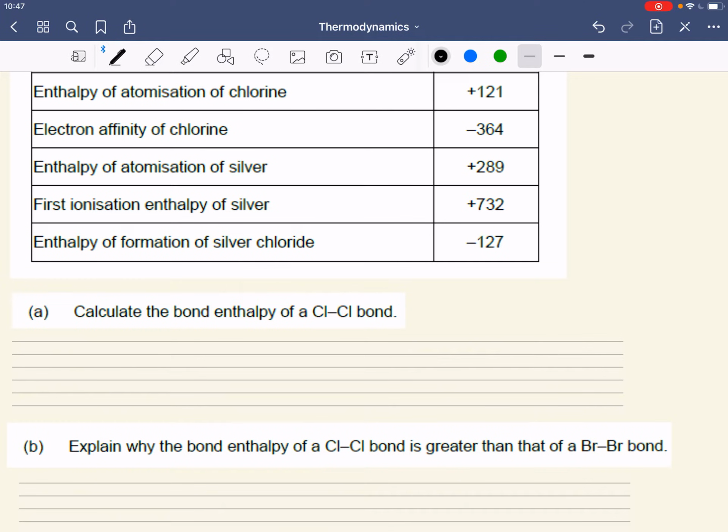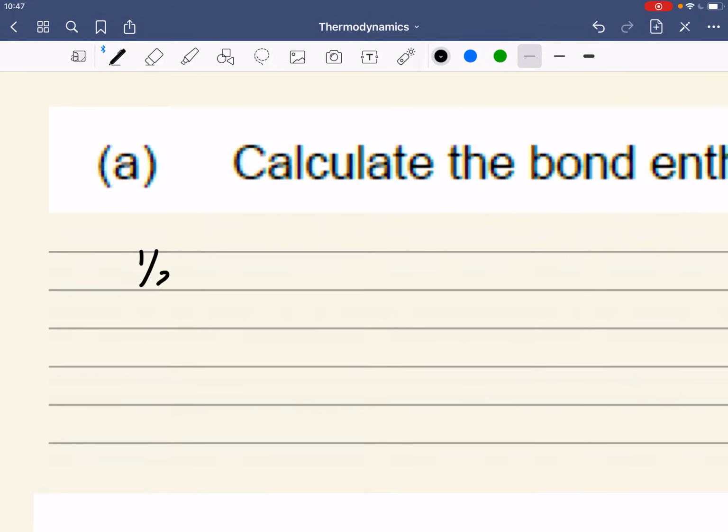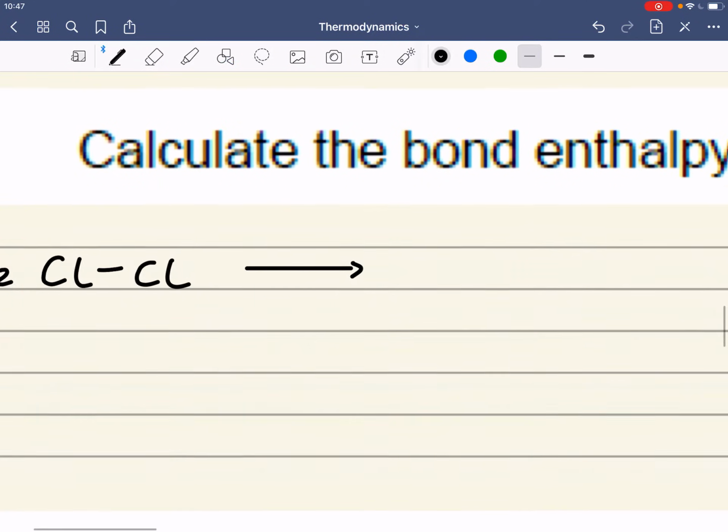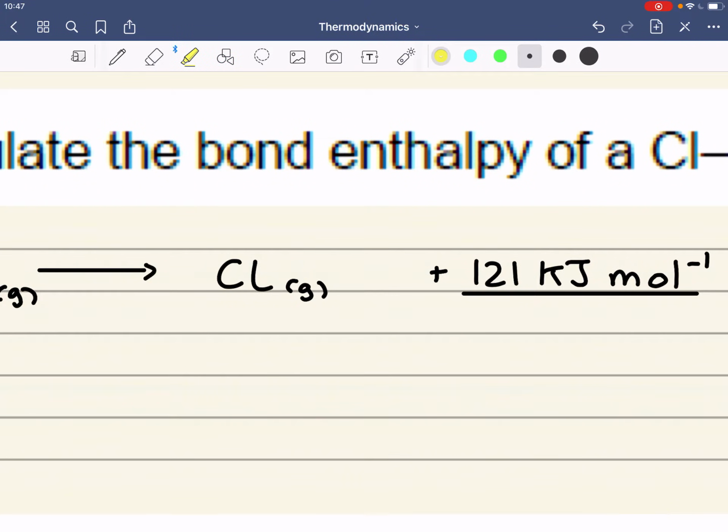So how do you do this? Well, we get that answer from this enthalpy of atomization. Now, the enthalpy of atomization is as follows. It's half Cl2 to produce Cl, and that there is equal to plus 121 kilojoules per mole. That is my enthalpy of atomization. The enthalpy change to form a mole of gaseous atoms.